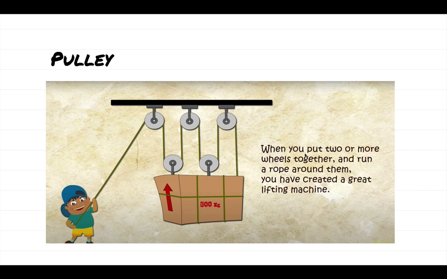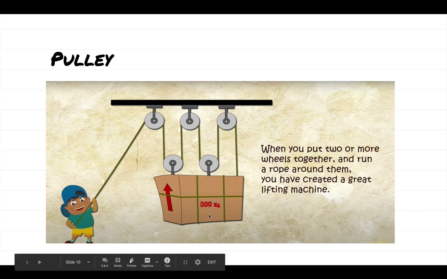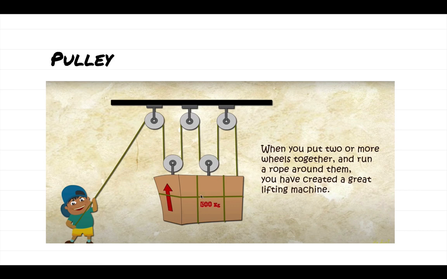However, unlike a lever, which just had different configurations, you are actually able to put more than one pulley together, and when you do that, it's called a pulley system. So when you put two or more wheels together and run rope around them, you're actually able to reduce the force required to lift that particular box, or that particular load.